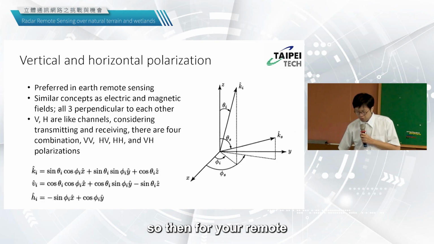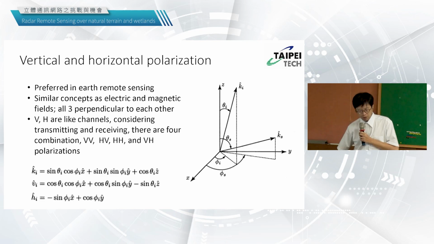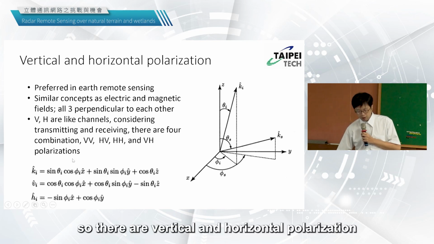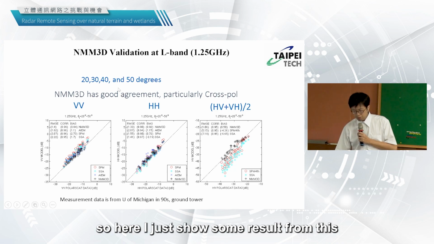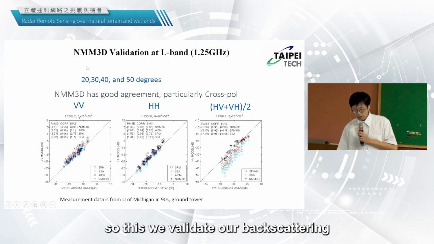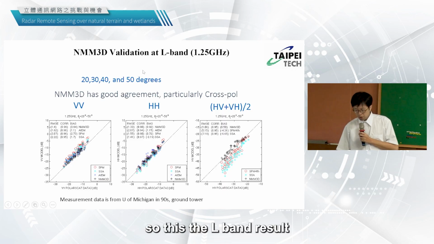Then for your remote sensing, you have to define what we call the polarization. There are vertical and horizontal polarizations. Here I just show some results from this study. We validated our backscattering result at different looking angles. This is the L-band result.